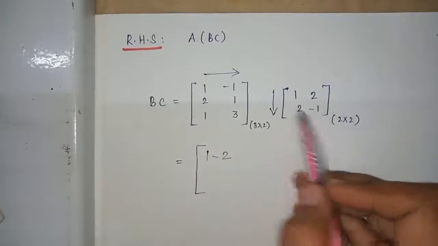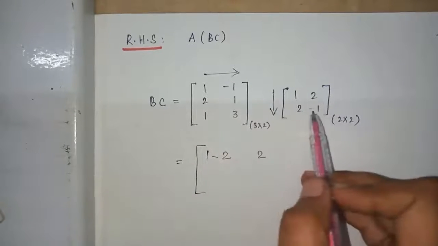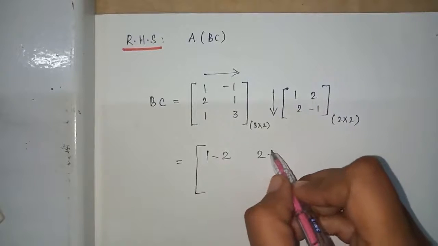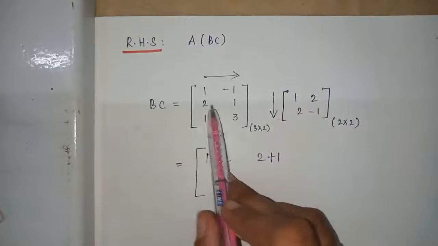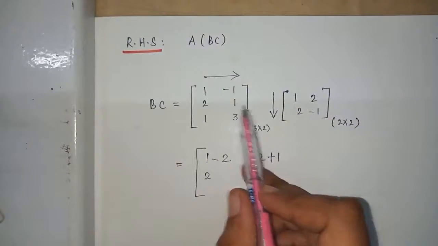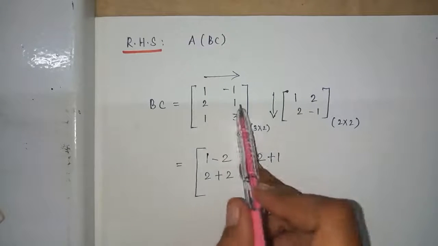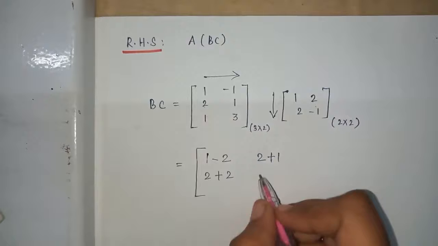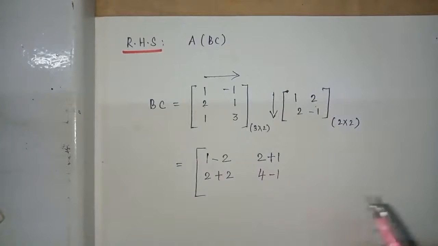Then first row, second column: 1 into 2 is 2, minus 1 into minus 1 is plus 1. Then second row, first column: 2 1s are 2, plus 2 2s are 4... plus 2. Then second row, second column: 2 2s are 4, plus 1 into minus 1, which is minus 1.